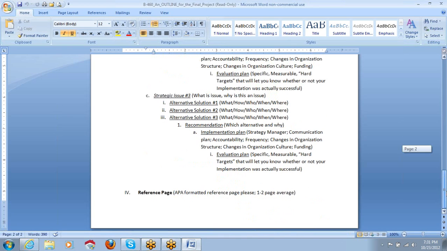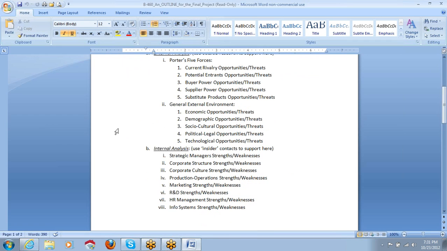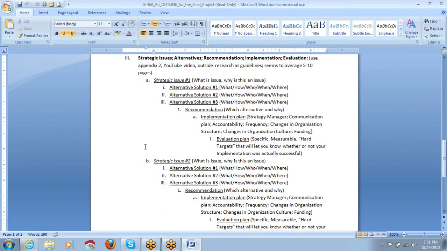But at the end of the day, this is your strategic plan. I'll be able to look and see if it makes sense, if I can read it, and if it's cohesive. But you are the ones that have the inside information. You're going to know if what you wrote in the internal analysis is true or not. You're going to know if your solutions are workable or not. So I'm not going to grade you on things you know.